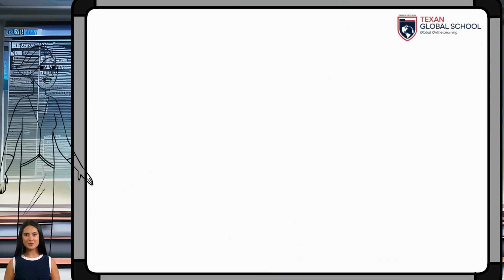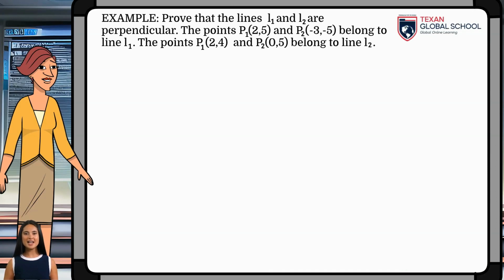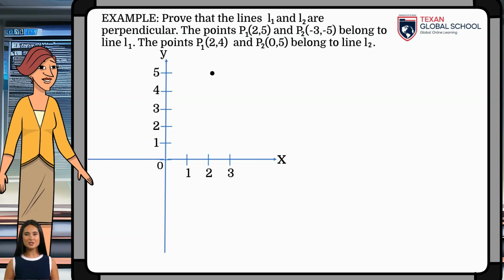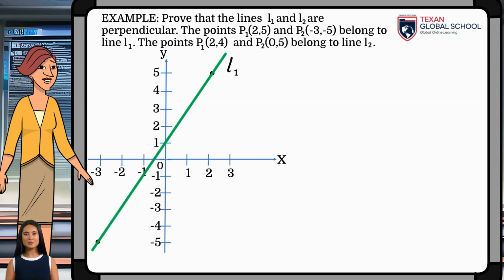In this other example, prove analytically that the lines L1 and L2 are perpendicular to each other. The points (2, 5) and (-3, -5) belong to the line L1. The points (2, 4) and (0, 5) belong to the line L2. First, graph.